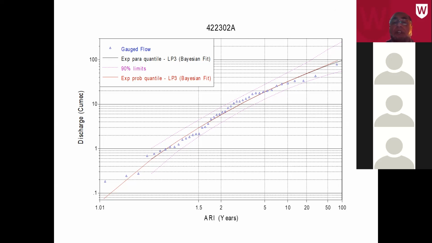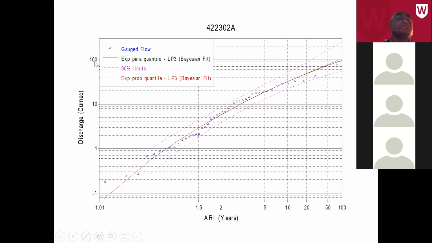As a designer, you have to make a decision. Generally, a guide is that if it is a very important structure, particularly in the city area, on a busy road, say you are designing a bridge, then you should go to the upper level. But that will increase the cost, because you can see here that the expected or most probable value is around 100 meter cube per second.